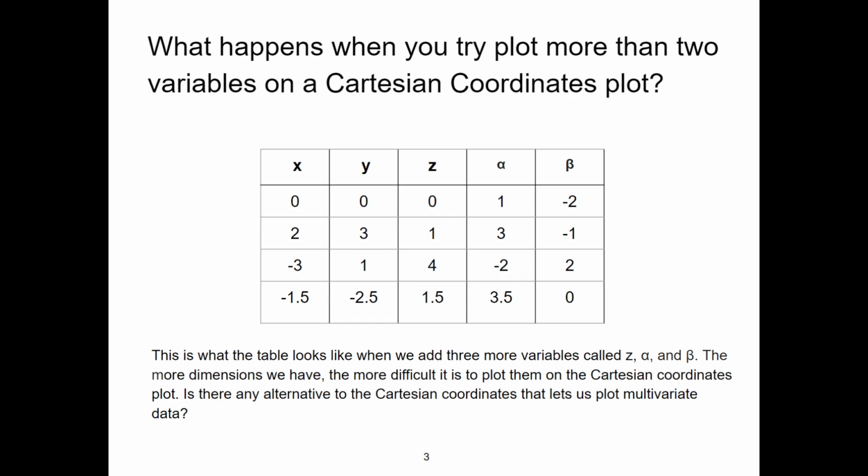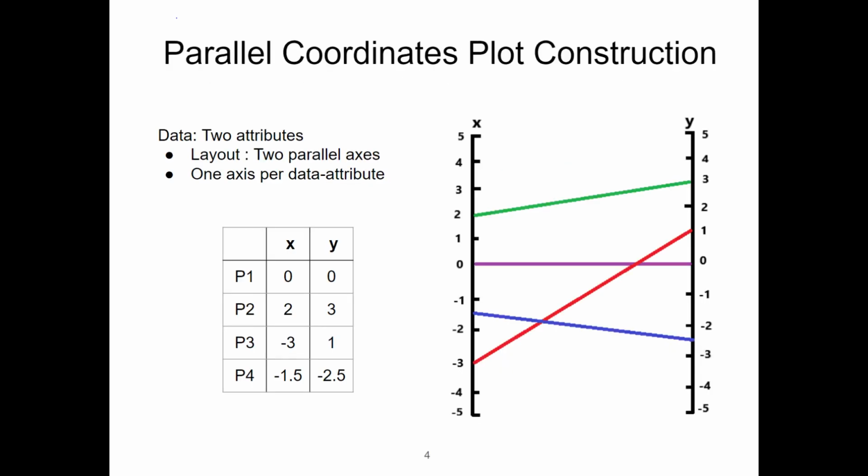Is there any alternative to the Cartesian coordinates that lets us plot multivariate data? We can use parallel coordinates plot as an alternative way to address the challenge of high dimensionality. Parallel coordinates plot construction. This is the same table we looked at earlier. Each line on the parallel coordinates plot represents one point in the table.